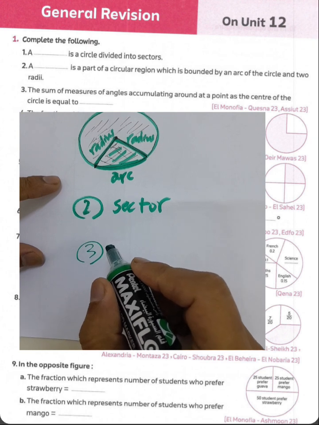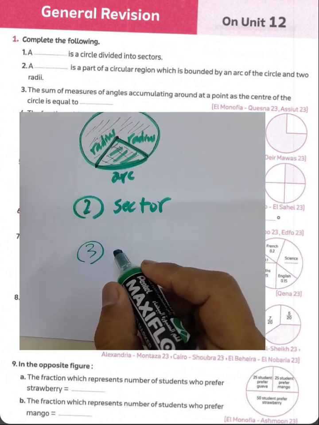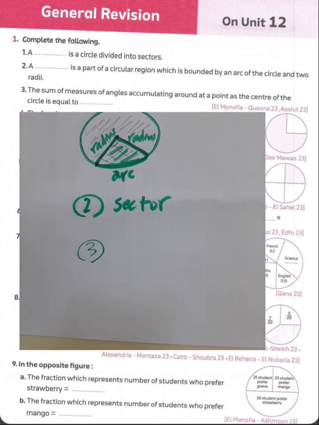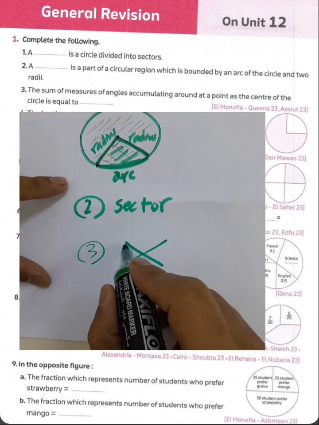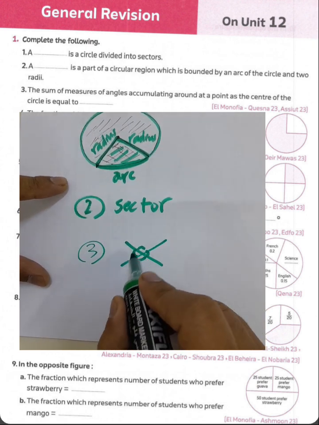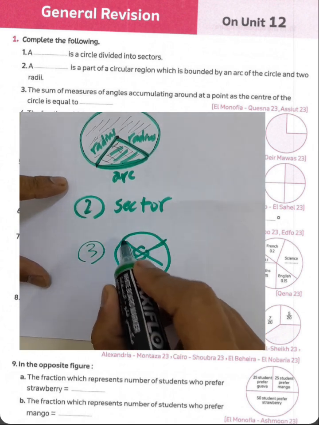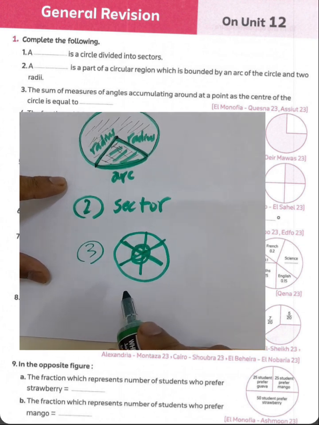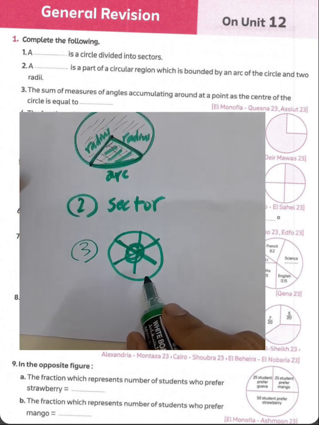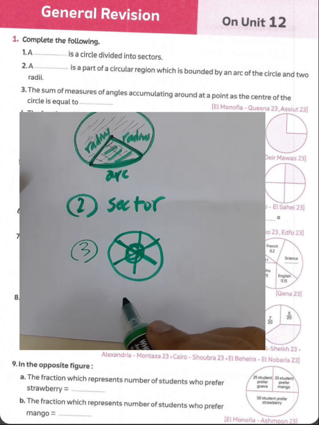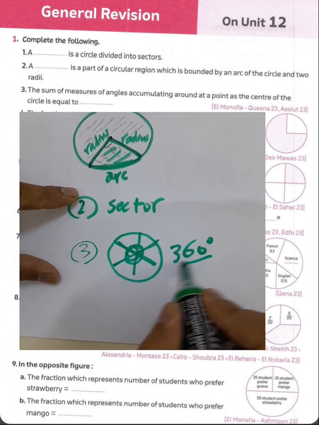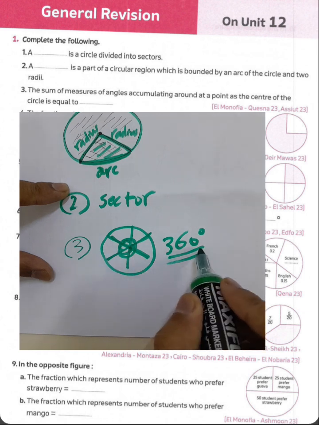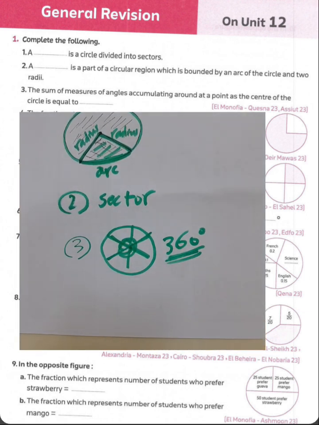The sum of measures of angles accumulating around a point is 360. What about accumulating? It means in any circle we have, such as here, 4 angles. If we have a circle and two or a lot of straight lines intersecting at a point, we call them accumulating angles. The sum of measures of angles accumulating around a point as the center of the circle equals 360 degrees. Then the sum of all angles here will be 360.